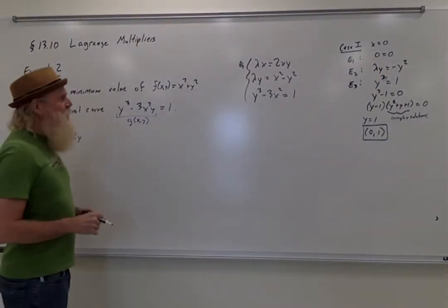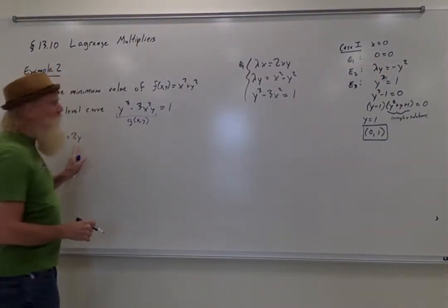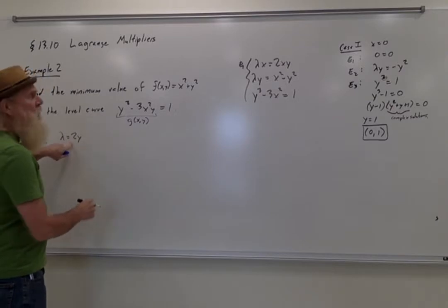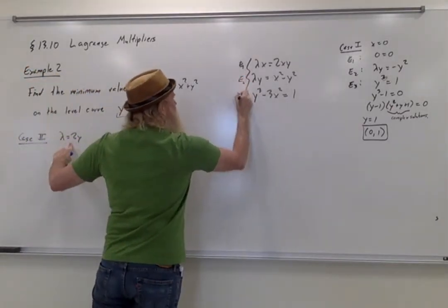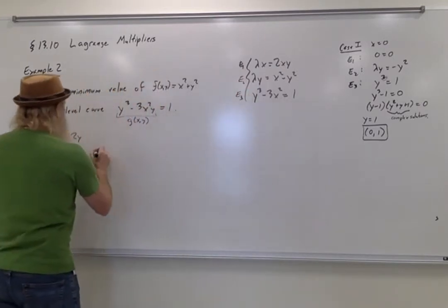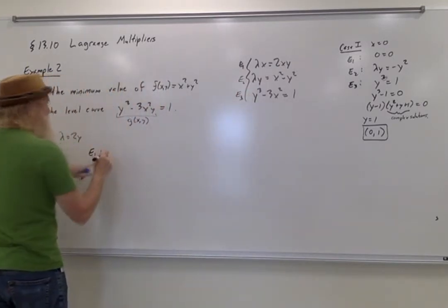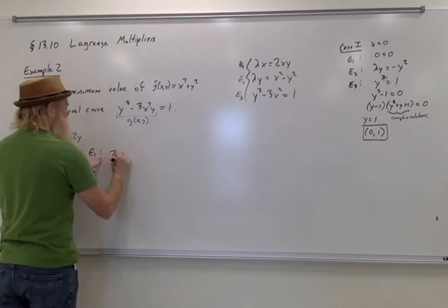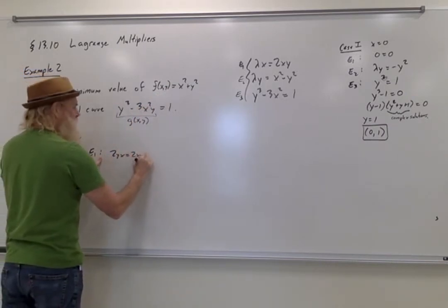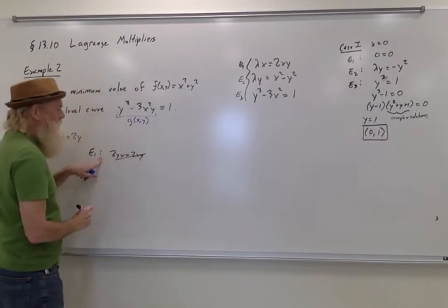Now let's look at case 2, when lambda equals 2y. We're going to take lambda equals 2y and substitute it back into the three equations, 1, 2, and 3. Plugging into equation 1, we get that 2yx equals 2xy. That doesn't really give us any new information.